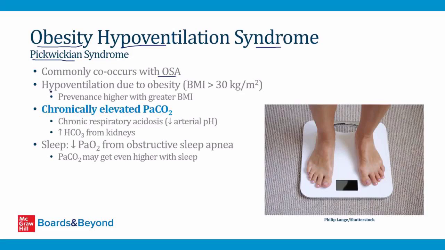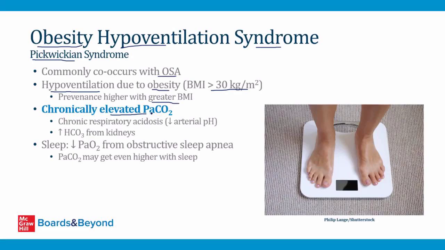And in this syndrome, there's chronic hypoventilation of the lungs due to obesity. And usually this occurs in patients who meet the formal definition of obesity, meaning a body mass index greater than 30. In fact, the prevalence of this syndrome is higher the higher the patient's body mass index. And so basically what happens in this condition is there's so much adipose tissue on top of the chest that the patient struggles to properly expand the chest and ventilate the lungs. This leads to chronically elevated carbon dioxide in the arterial blood.